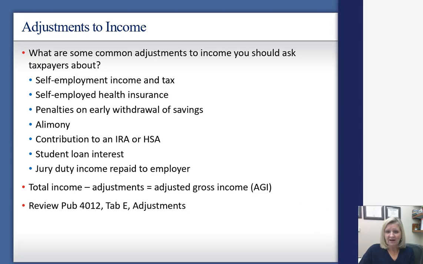So just any of these items we are going to take from their total income to come up with their adjusted gross income, and that is the adjusted gross income is just before the standard or itemized deductions.